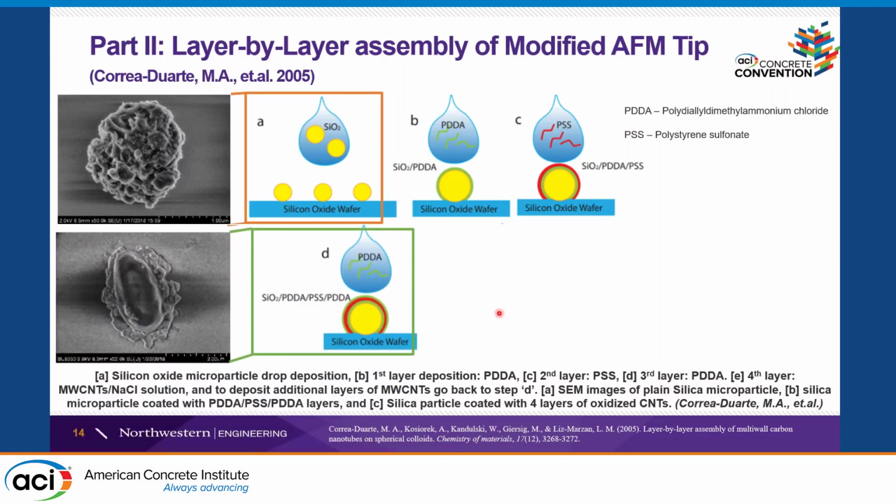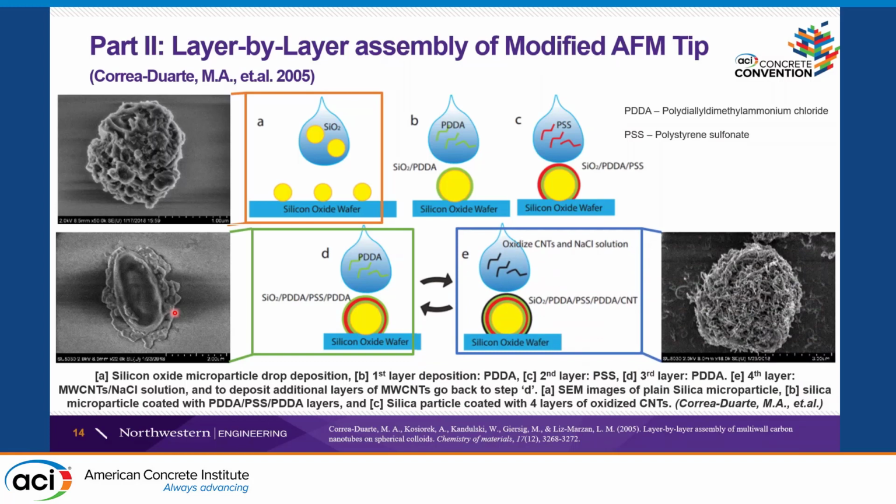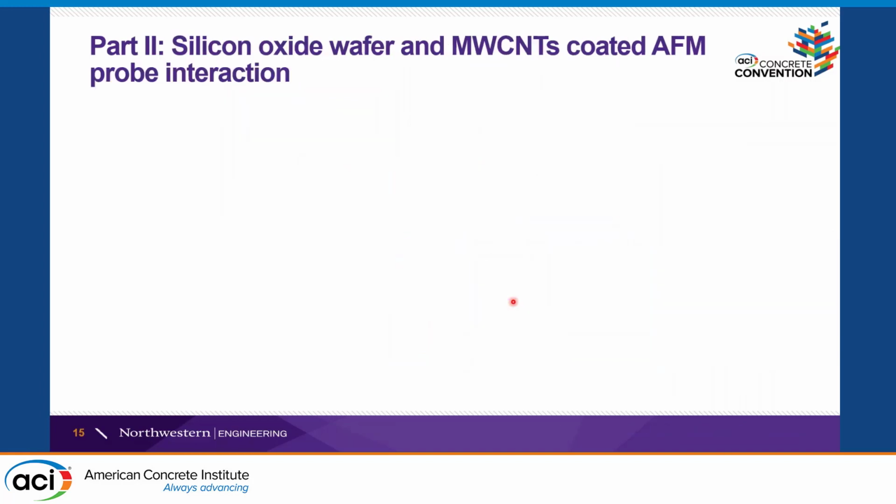So here you can see after three coatings, we have the PDDA, and what we want in this coating is the ammonium part of the polymer, because then we can attach the oxidized CNT to the ammonium polymer. And this is the particle that we will use for the AFM measurement.